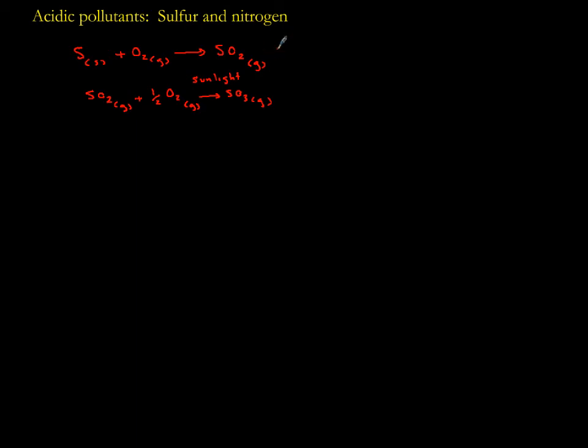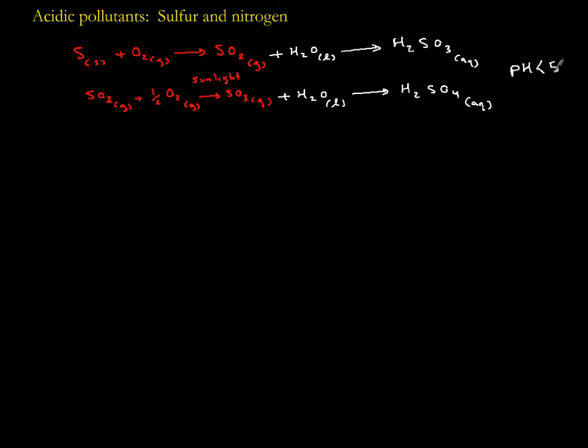Now what happens is sulfur dioxide plus water, the rainwater, produces H2SO3, which is sulfurous acid, a weak acid, and sulfur trioxide plus water produces sulfuric acid, a strong acid, and they both change the pH of the rainwater to give pH less than 5.6. So one of the pollutants is sulfur dioxide. The other one is nitrogen.